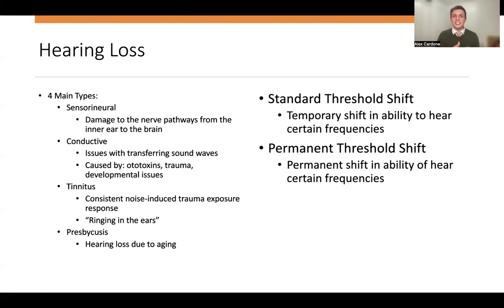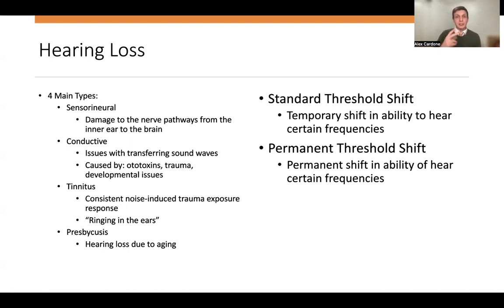And then there's also presbycusis. This is also a sad thing: no matter what, no one can escape hearing loss, because presbycusis is just hearing loss due to aging. It happens just as life goes on. We lose our hearing over time.